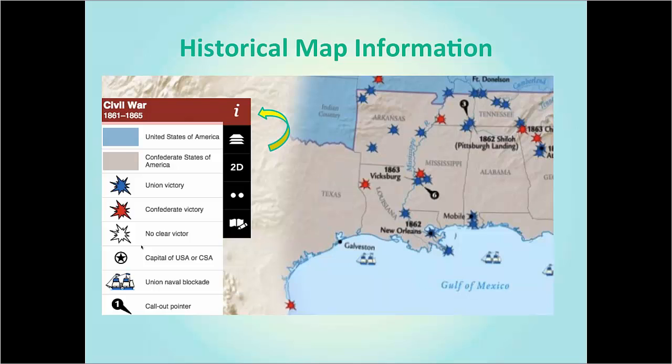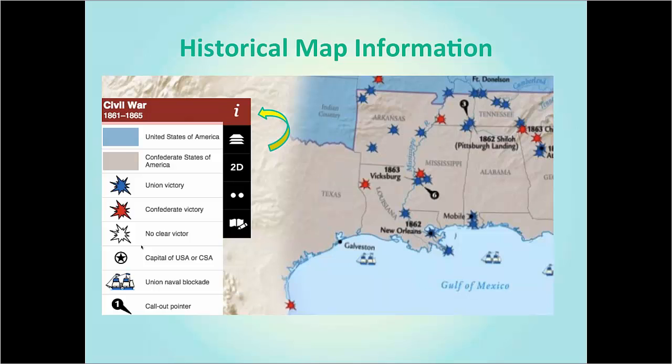Also on the maps, you'll notice that there are blue stars and red stars. Those, as I mentioned in the legend, deal with either Union victories or Confederate victories. You can't see it on the map, but the big star with the circle around it is the Union capital, which would of course be Washington, D.C., or the Confederate capital, which would be Richmond, Virginia. The blockade was along the Gulf of Mexico and the Atlantic Ocean, and tried to strangle southern ports, so the student can see that and see the effectiveness of that.